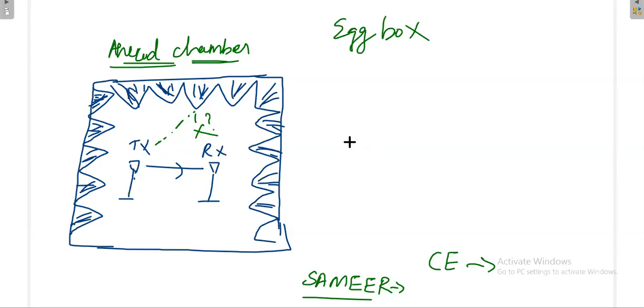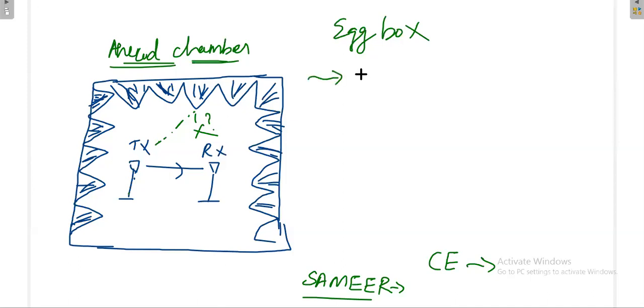That also you can use as an absorber, a sound absorber. Suppose you are in your room, and whenever you are talking there is some reflection, an echo. To avoid that echo, you can use egg boxes also. Then you will not have any echo, and that will absorb the echoes. That's the idea.